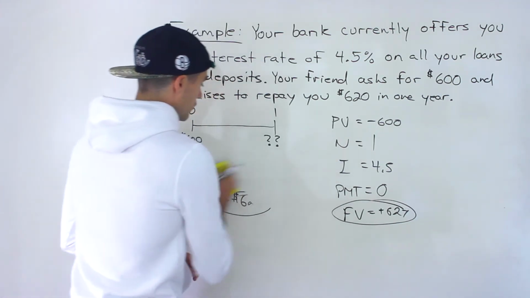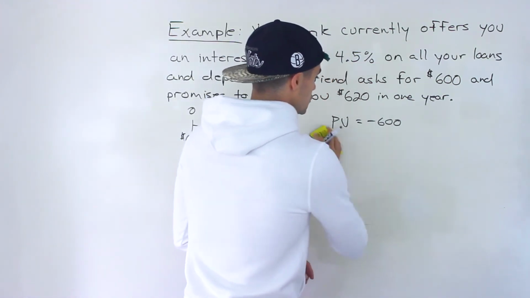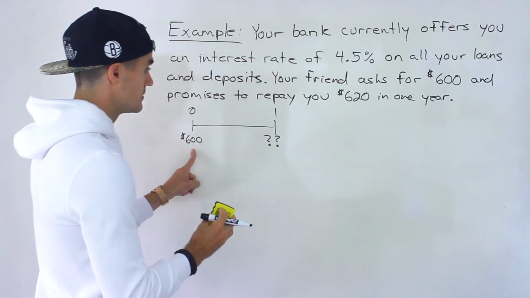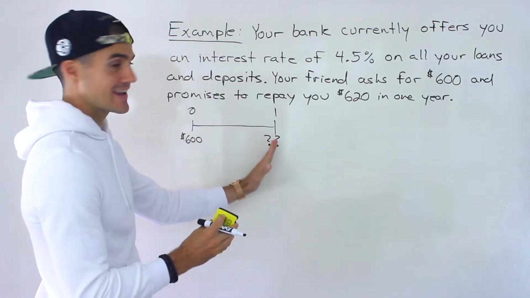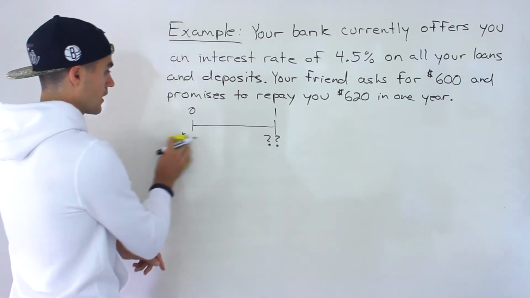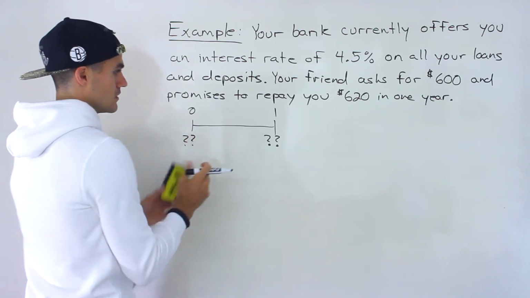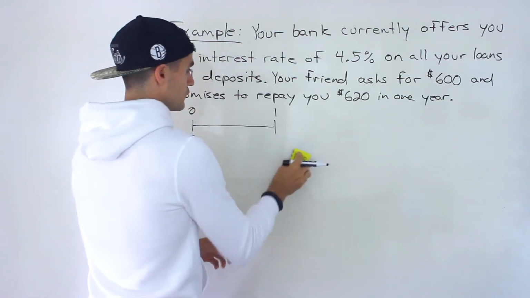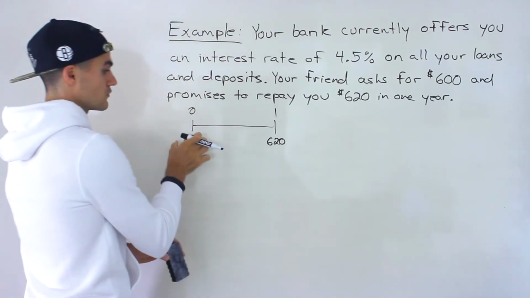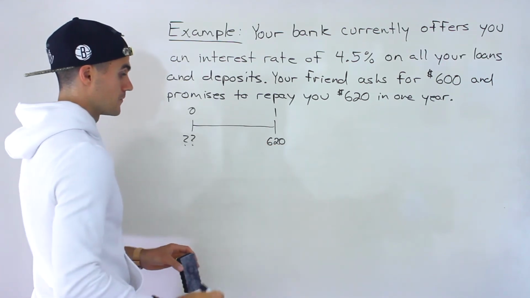Now, number 3, they're asking how much would you have to deposit in the bank today in order to get 620 in 1 year. So now we're switching it up. We're going to be solving for the present value, and we're given the future value. We're going to receive 620 in 1 year. So how much do we have to put in the bank to receive that amount?